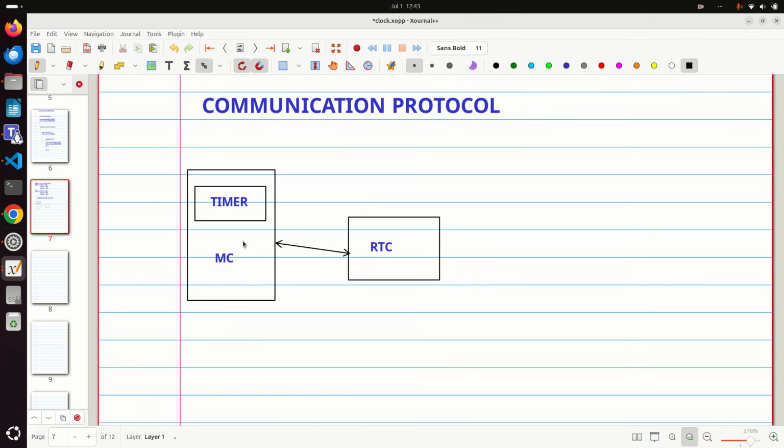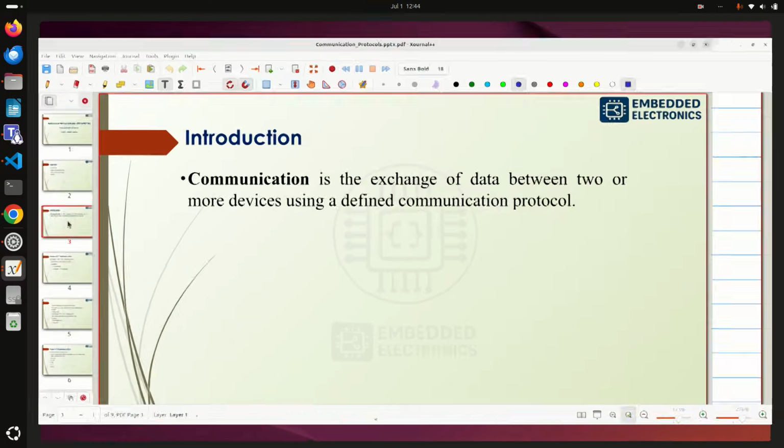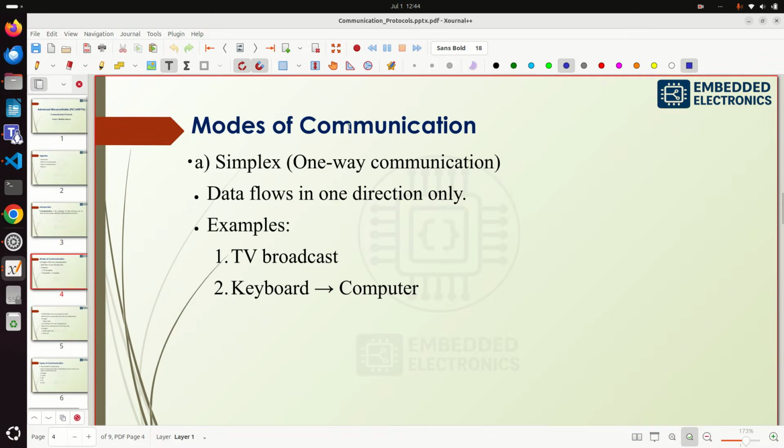This is the reason communication is required between the systems. And next is the modes of communication.